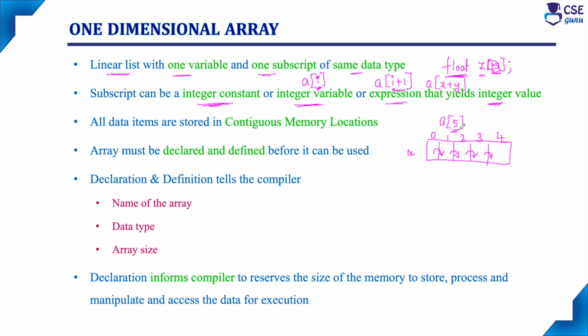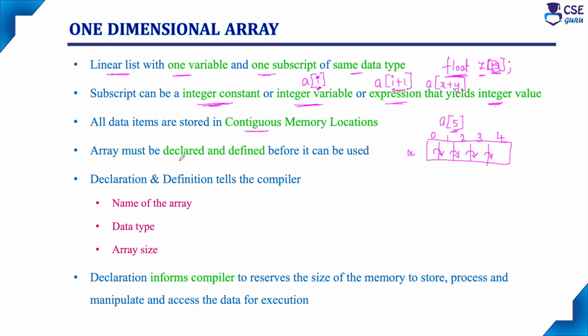If it is 100 elements, A of 100, and all the 100 elements are of floating point data type, then each takes 4 bytes, 100 into 4, 400 bytes totally, and that will be allocated sequentially. Okay, that is the meaning. So all data items are stored in contiguous memory locations.